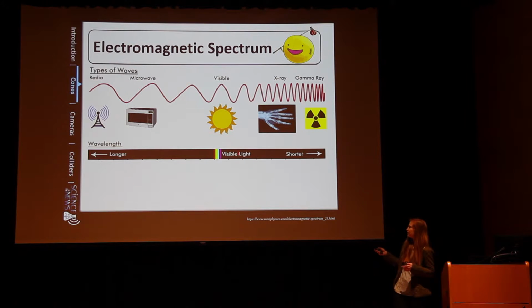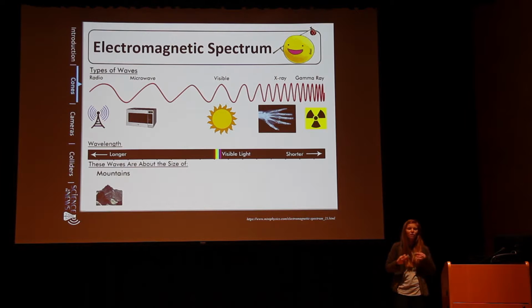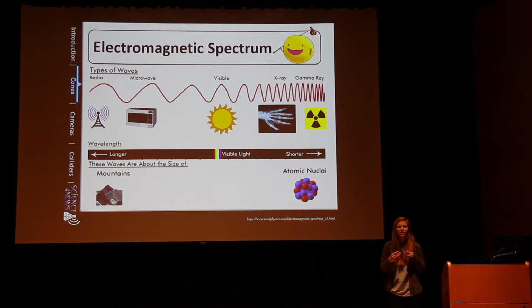And you notice in the middle here is our visible light spectrum. So how long is long and how short is short? The long is on the scale of mountains. These have really, really big wavelengths, whereas short is on the scale of atomic nuclei, very, very small pieces of our universe, which Kimmy will describe in a little while.